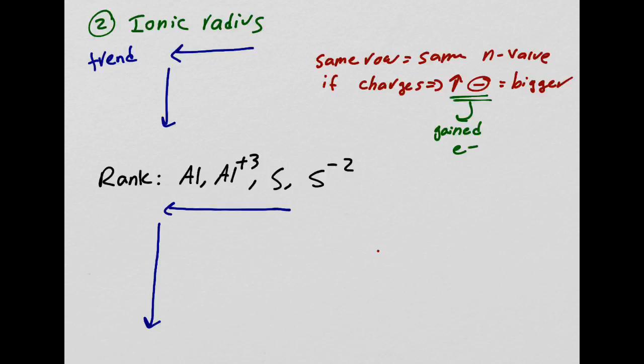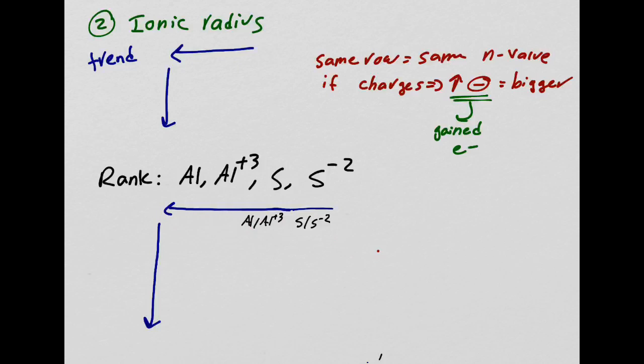If I do that, I'm going to look at the periodic table. Aluminum, again, you have to put them relative to each other, and then sulfur is more over here. Let me draw this down. Now, here's the thing. These are all on the same row. If you're on the same row, that means you have the same n value, right?